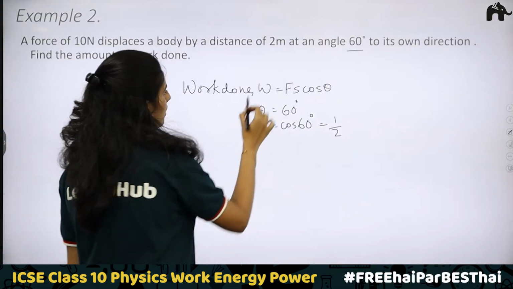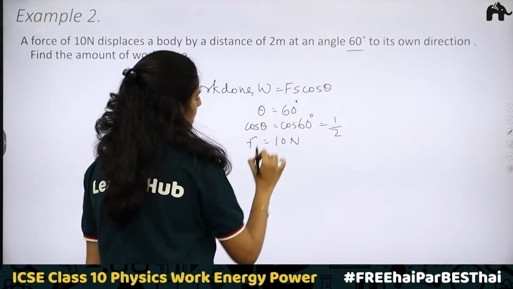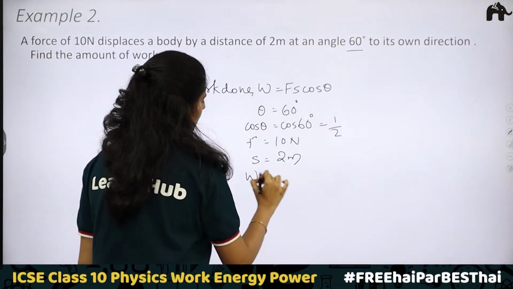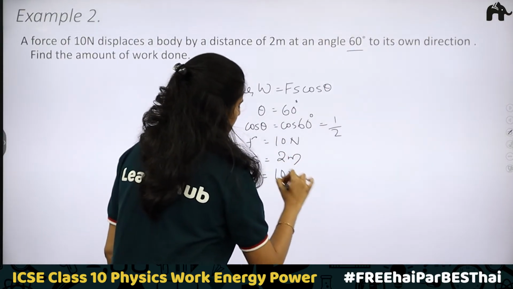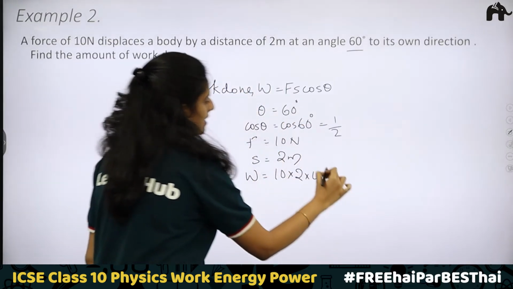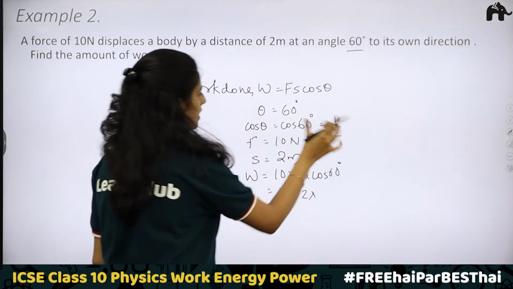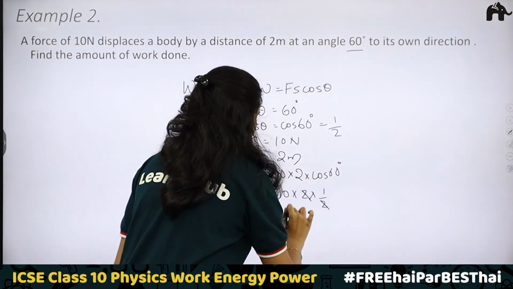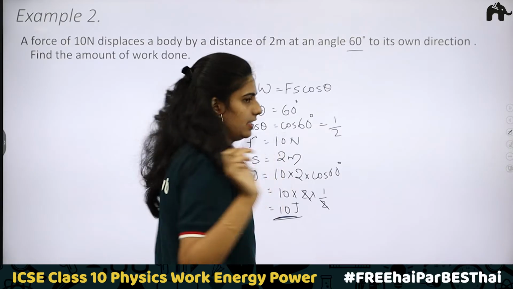Okay. Now, force is given. Force F of 10 Newton. And the displacement is given. Displacement of 2 meter. Work done, W is equal to Fs cos theta. Force is 10. Displacement is 2. Cos of angle 60 degree. Okay, that is 10 into 2 into cos 60 degree, which is 1 by 2. 2 and 2 get cancelled. Then the answer is 10. What is the unit? Joules. 10 joules is the work done.